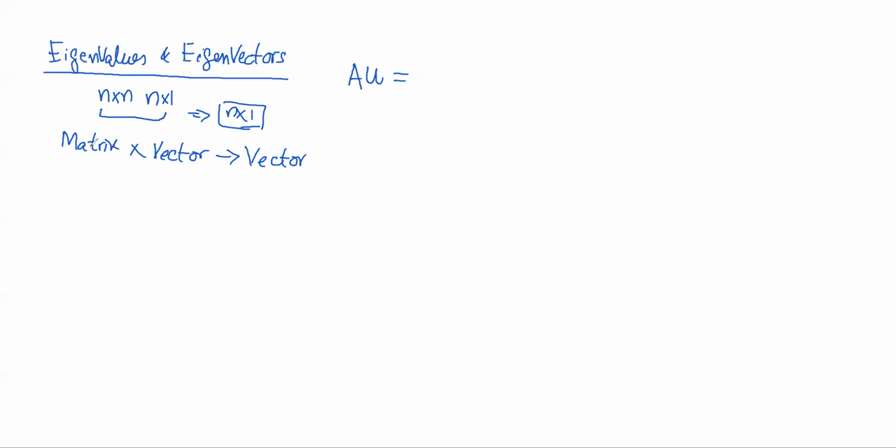If we multiply a matrix with a vector, and suppose they are compatible with each other, for example the matrix has n columns and the vector has n rows, then we will get a vector. If we can find a scalar, a multiplication number lambda, such that lambda times u is equal to AU, then we say that u is an eigenvector.